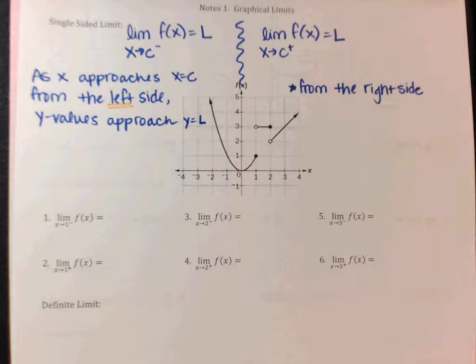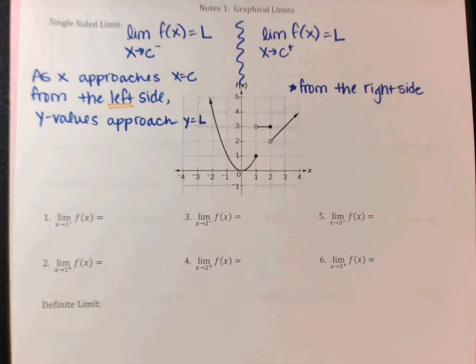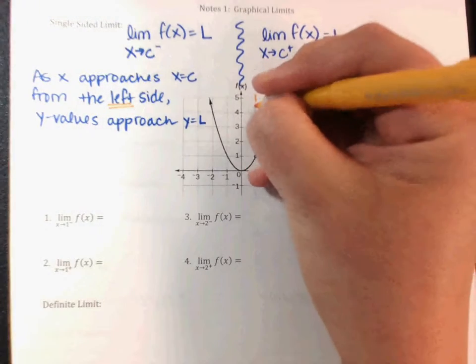Okay, so this is not hard, so some of y'all are going to want to overthink it. Don't overthink it. As you are tracing the graph towards a specific x value, you're going to be looking for what your y values are getting closer to. So the first number we're going to do this for is 1. Do you see these two right here? Where x is approaching 1 with a negative, and then x is approaching 1 with a positive. So on your graph, I want you to draw a little dotted line at 1.